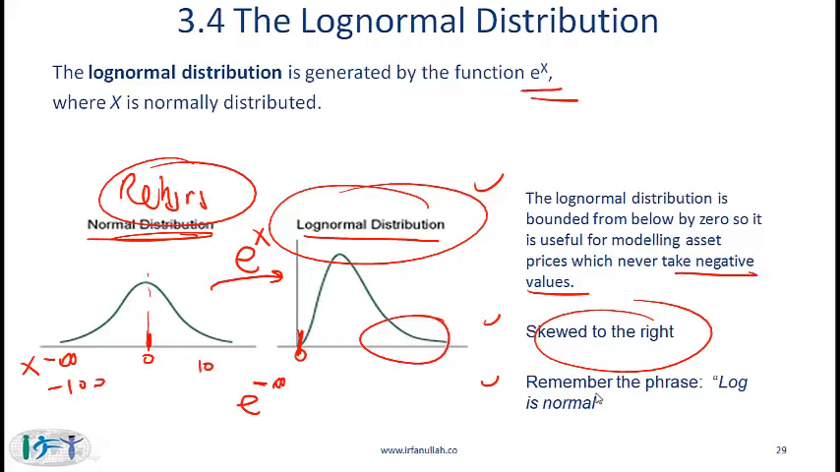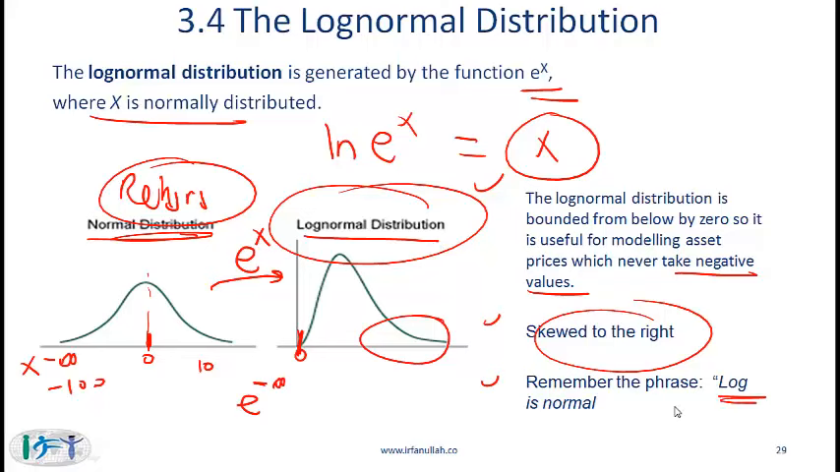And remember the phrase, the log is normal. So what that means is, given that this is e to the power of x, the log normal distribution, if you take the natural log of e to the power of x, you simply get x. So that is basic log mathematics. So the log of the log normal is x, which we already defined as a normal distribution. So the log of the log normal distribution is normal. That's why we say that the log is normal.